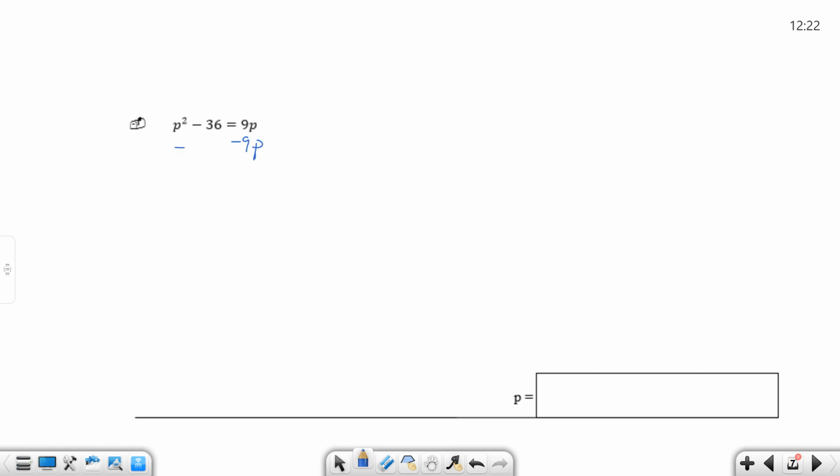So I'm going to subtract 9p. I'm just going to write it over here. It doesn't really go with anything, so it's going to be equal to 0. And then remember, we want to put this in descending order. p squared minus 9p minus 36. I don't care what order it's in up here, right here. I want you to put it in descending order when you write it down equal to 0. Now, that's step 1. Step 1 is now done.